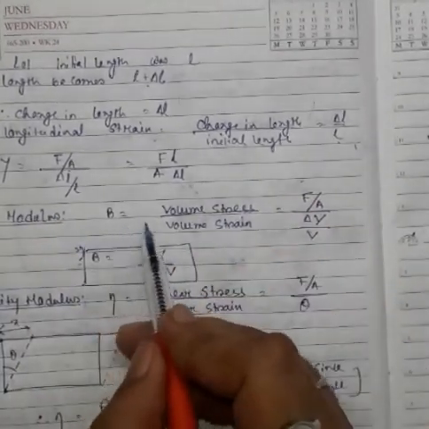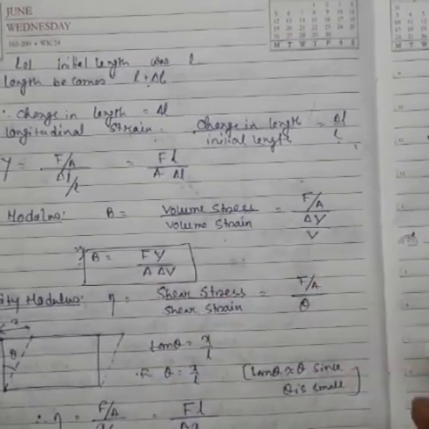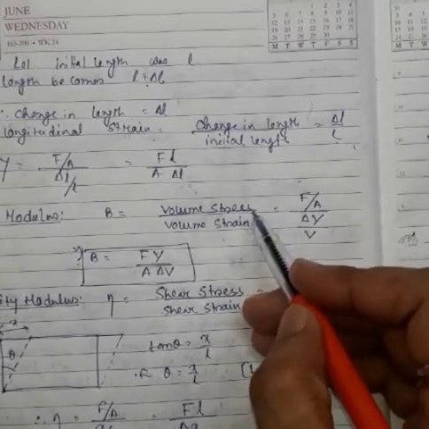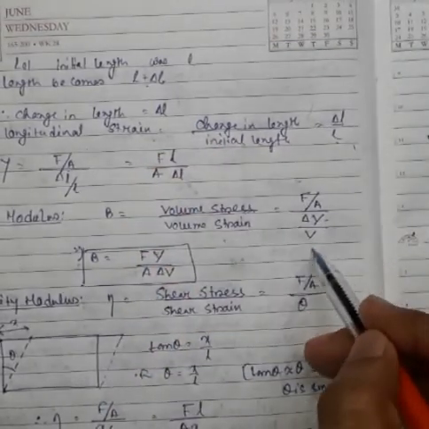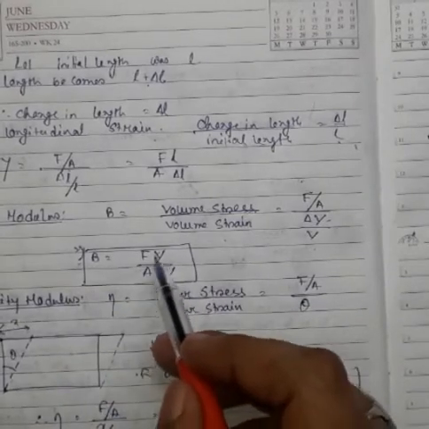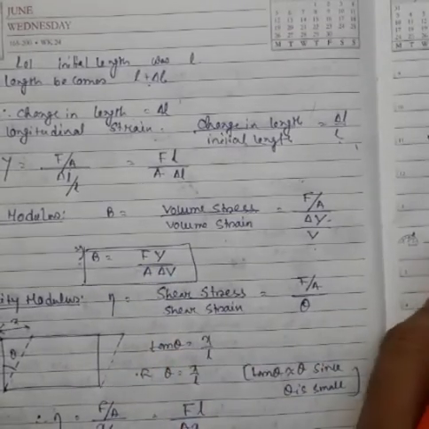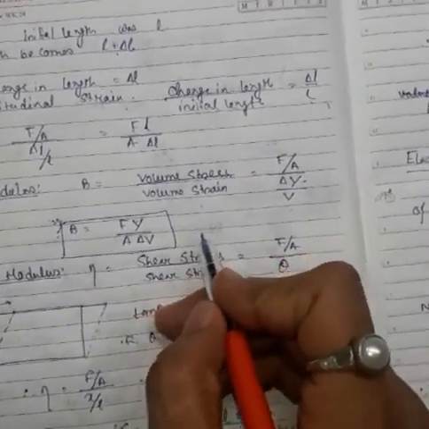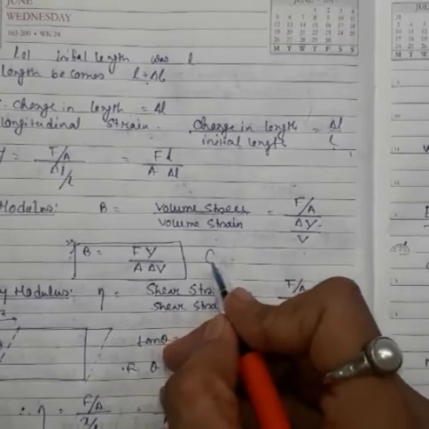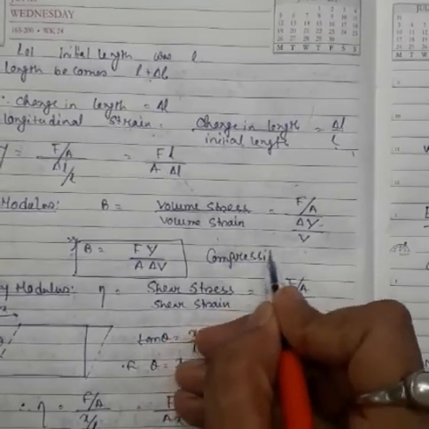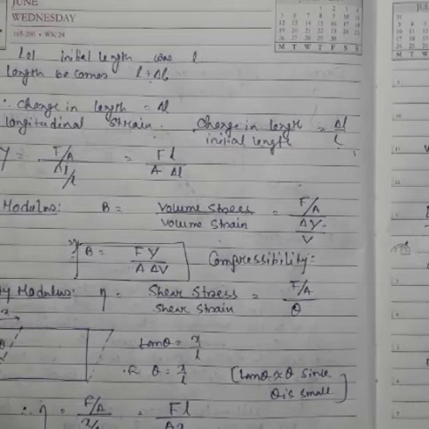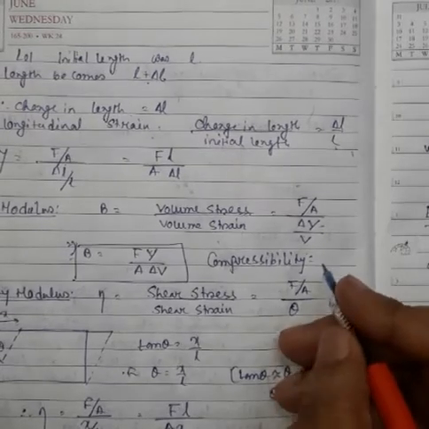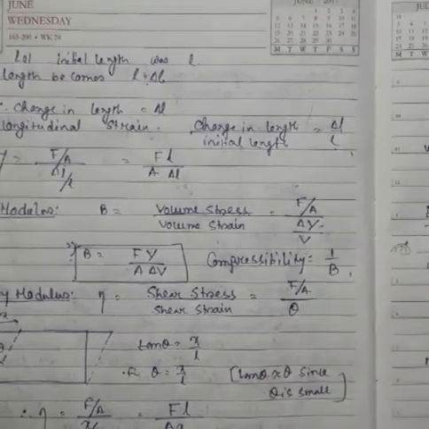So bulk modulus is actually the ratio of volume stress to the volume strain. That means it is all about the change in volume. So again the volume stress is force by area, and volume strain, like the previous one, is change in volume divided by initial volume. So bulk modulus B equals to this equation. With the bulk modulus we define another term called compressibility. What is compressibility? Compressibility means how much an object is compressible, how easily you can compress a thing. That reflects in the term compressibility, and it is 1 by B, the inverse of bulk modulus.